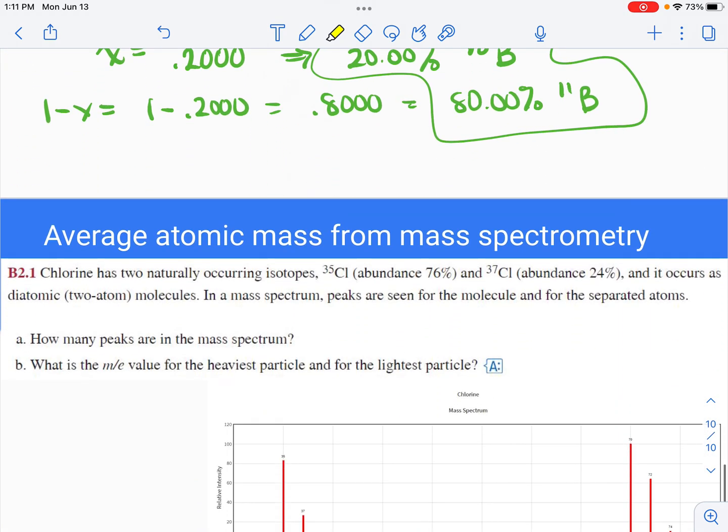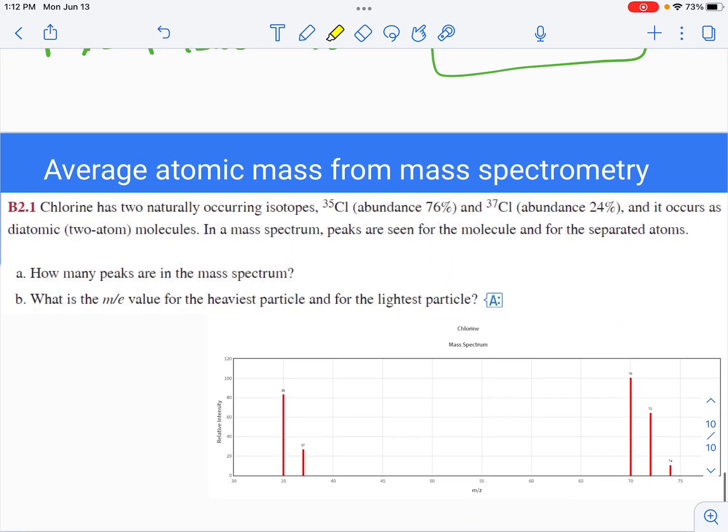Okay, the last thing that I want to talk about is average mass from mass spectrometry. This is the question that's in the tools section of this chapter. And I do want you to know that this graph that's here was not a part of the question. I posted the graph so that you could see what's happening.